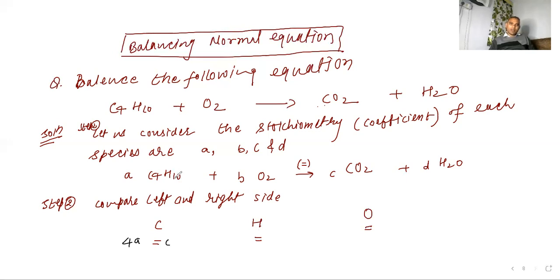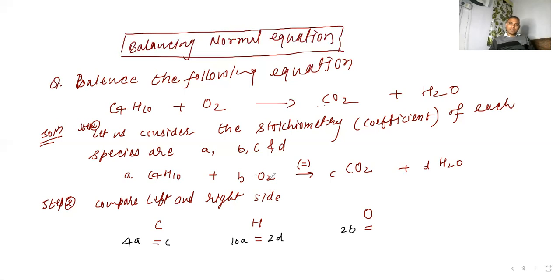Here hydrogen, you see. How many hydrogen are there? 10 here, multiplied by A. So we can write 10A. This side, hydrogen, you see 2 hydrogen are there, multiplied by D. So can we write 2D? Yes. Now see the oxygen. How many oxygen here? Here there are 2 oxygen, multiplied by B. So can we write 2B?